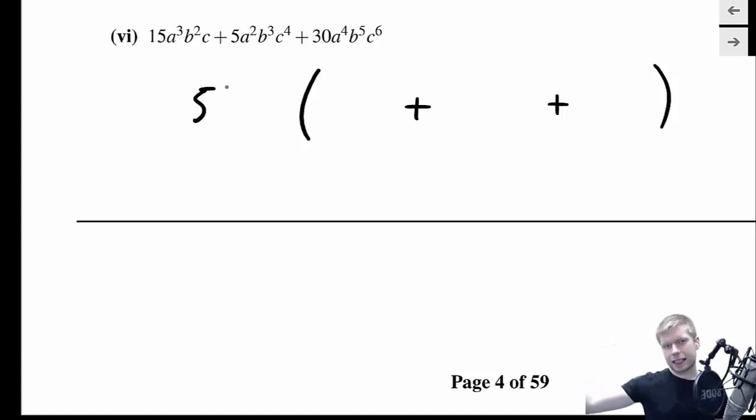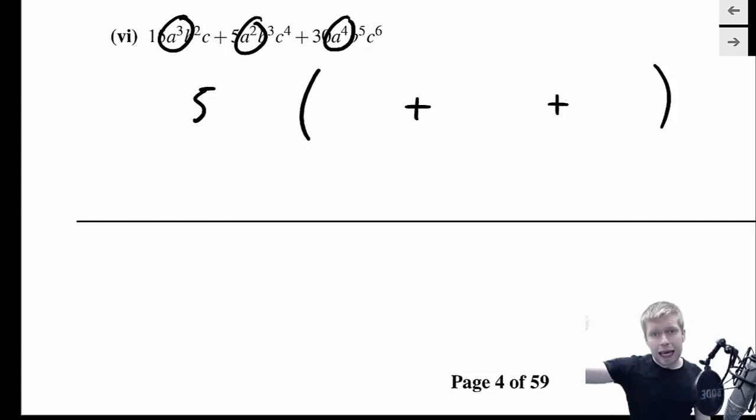And then let's think about the a's now. So we're going through each term and we're looking at how many a's can we pull out. Well, if you have a look, there's an a cubed there, an a squared there, and an a to the power of 4 there. So you're right in saying that there is an a in each of those terms, but I think we can pull out more. We could pull out an a squared.